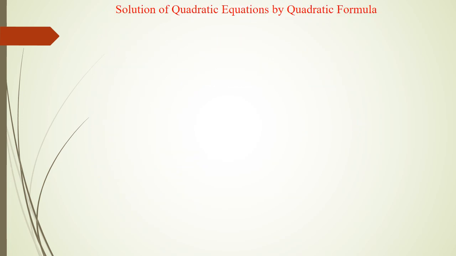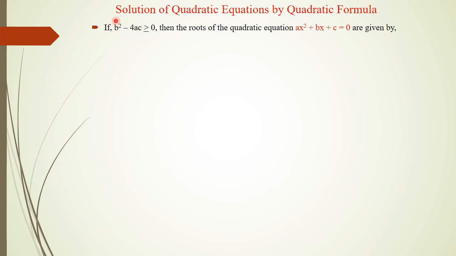Solution of quadratic equation by quadratic formula. This is the easiest method of solving quadratic equations. Let us see how we can do that. It is given that if b square minus 4ac term, what is b square? B is nothing but coefficient of x, a is coefficient of x square, and c is the constant term.